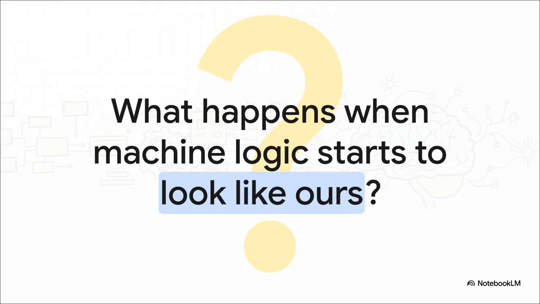Which really just leaves us with one final, kind of mind-bending question. For the better part of a century, we have built these incredible thinking machines on a foundation of absolute, rigid, black and white logic, which is fundamentally different from our own messy, weighted, biological way of making decisions. So what happens when we start to close that gap? What happens when the logic inside the machine starts to look a whole lot more like the logic inside our own heads?